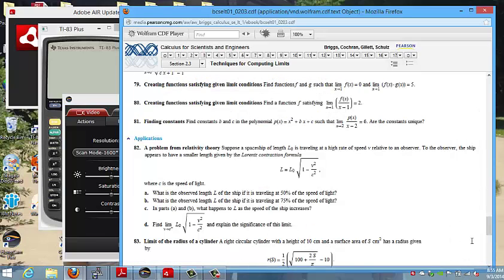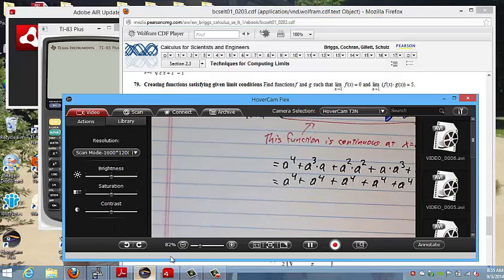So for 81, we want to find a polynomial such that the limit as x approaches 2 of this polynomial equals 6. Okay. Well, let's see what we could do here. I mean, they tell me a few things.